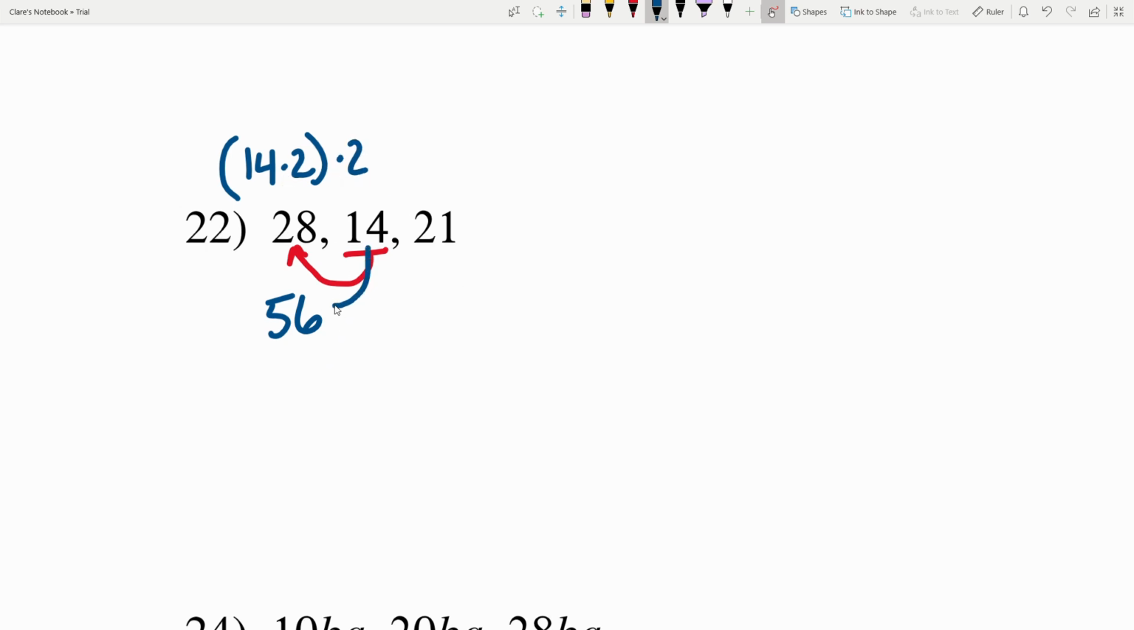So 14 divides 56, 28 divides 56, but 21 does not. So now let's look at 28 times 3. 28 times 3 is 84. That's the same as 14 times 2 times 3. That's 84. And does 21 go into 84? Yes. 21 times 4 is 84. So 84 is our least common multiple in number 22.